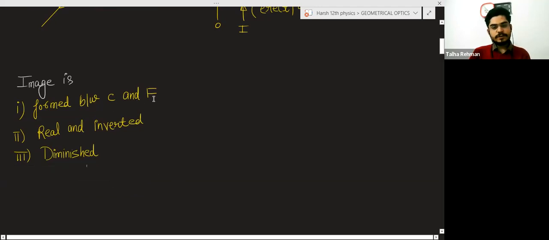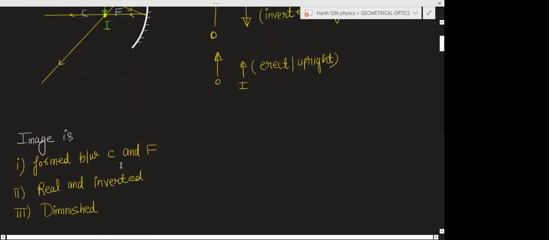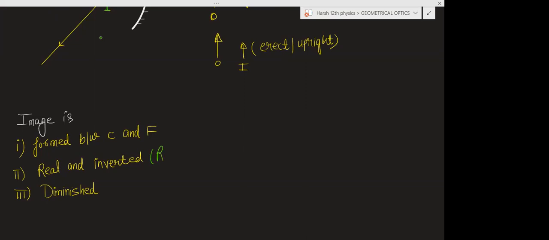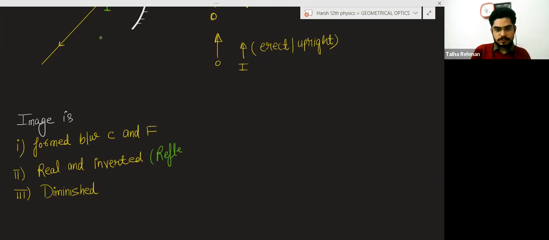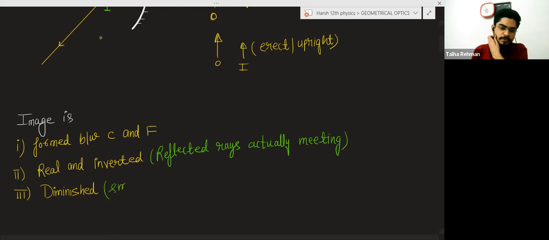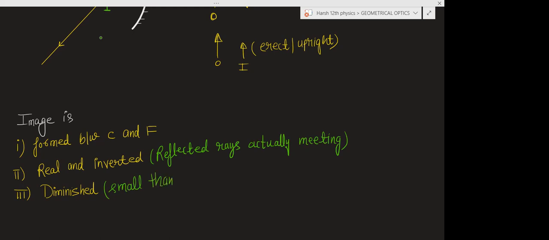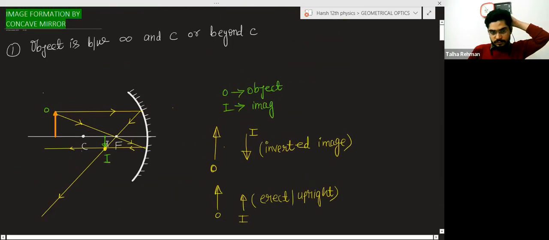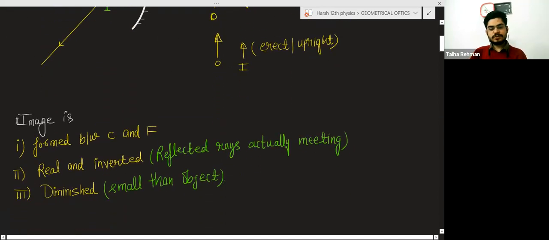So the image is formed between center of curvature and focus, real and inverted. Why? Because the reflected rays are actually meeting. Diminished means the size of the image is smaller than the object. Okay, so this was the object, and somewhere here the image is formed. So these are the characteristics of the image.